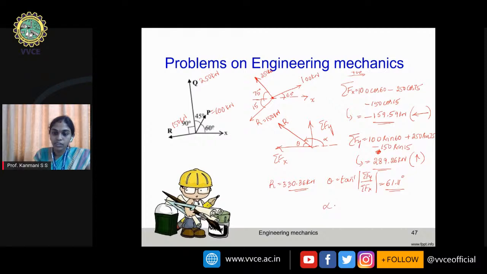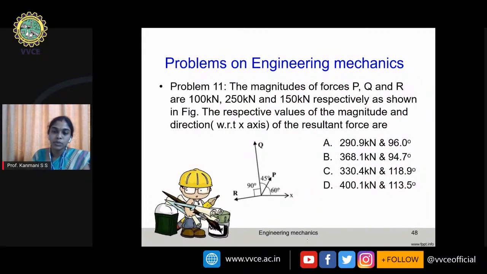I want alpha, that is with respect to the positive x-axis. So that will become 180 minus 61, that is 118.88 degrees. So let me see if this answer is available: 330 and 118.9 degrees, or 88 degrees. So C is the right answer.